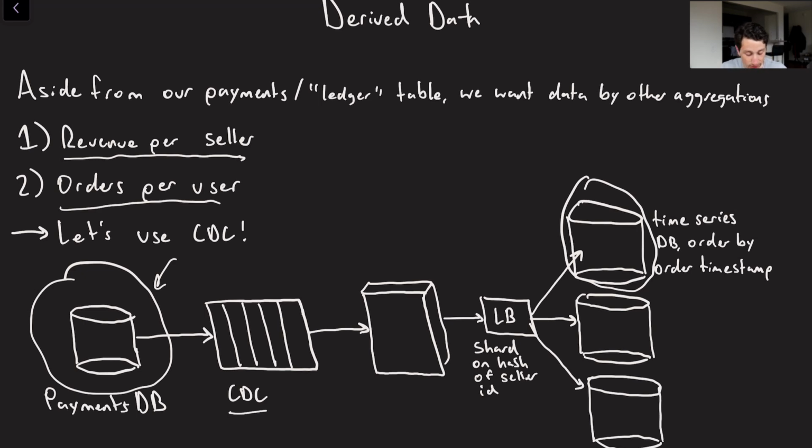So basically, payments DB gets a change, it goes through Kafka, it goes into some sort of stream consumer, and then the stream consumer, based on both the buyer ID and the seller ID, goes through a load balancer and populates the correct shard of a database.